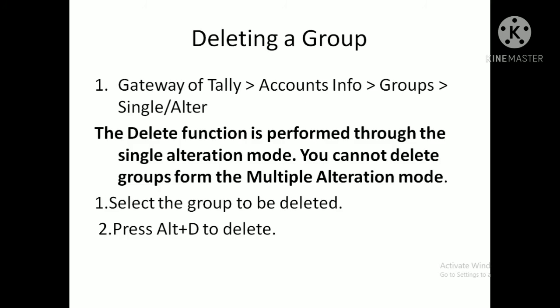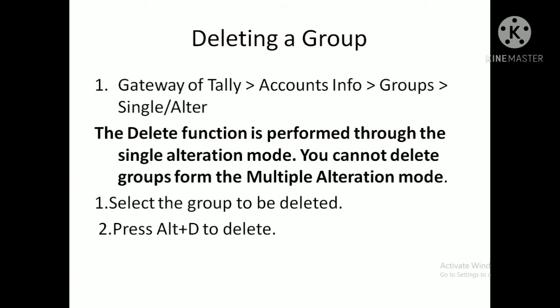The next one, deleting. In Tally they do not give users a direct option to delete information, whether any kind of ledgers or any kind of group. So we use the Alter command, and from the Alter command we can delete whichever groups you want to delete. For that the command is Gateway of Tally, Accounting Information, Group, then from Single Group we select Alter for deleting a single group. If you want to delete multiple groups, we select the Multiple option and in that select Alter.